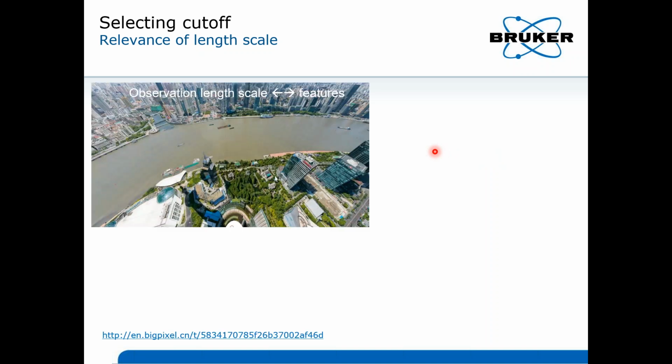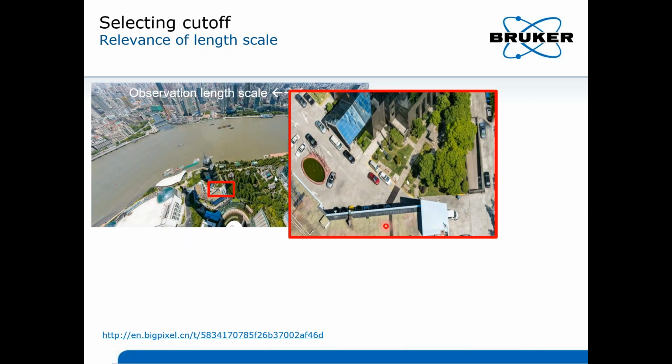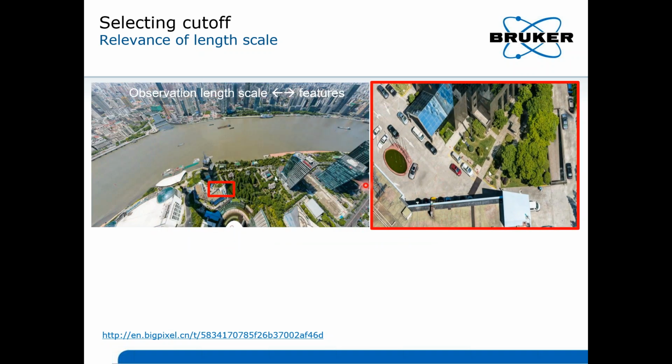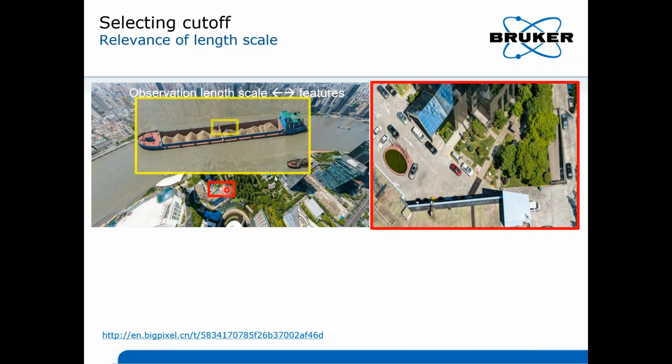Selecting cutoff. When you're talking about filtering, you will be thinking about what cutoff you use, what kind of length scale you are looking for. This can be represented in this figure. This is a high density pixel image. If you look over here, you don't see many features, but as you zoom in here, you can see more features coming in. So this says that there are underlying features over here. What matters is the length scale.